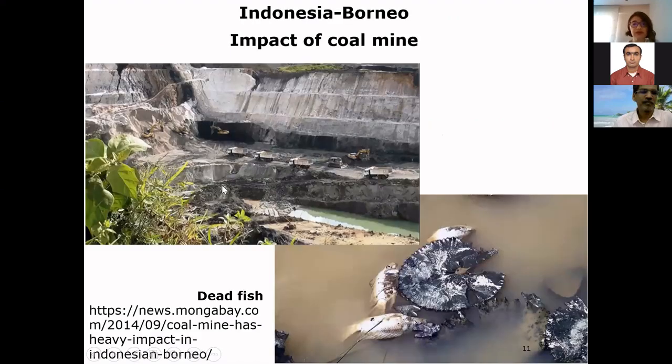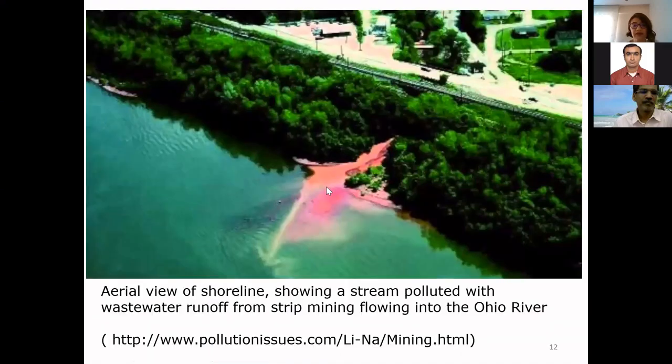Here, this picture is from Indonesia. They cause huge damage to the landscape, as we see here. And we said that mines affect the water, and due to the low quality of water, fish or other living things die. And this is the aerial view from strip mining near the Ohio River, and they discharge wastewater to the river.